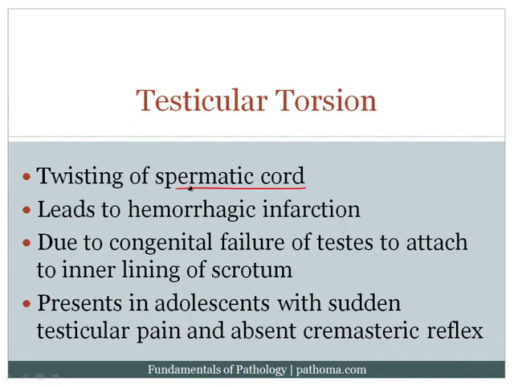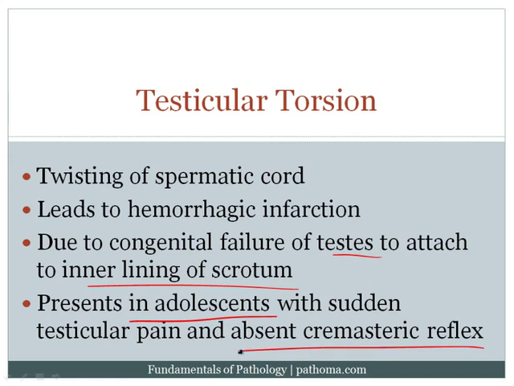It occurs with twisting of the spermatic cord, which leads to hemorrhagic infarction. It can be due to congenital failure of the testes to attach to the inner lining of the scrotum. Now remember that the testes at their base are normally attached to the inner lining of the scrotum, and so if they're not attached, then you can easily get a twisting of the testicle on that cord. It classically presents in adolescence, and it presents with sudden testicular pain and an absent cremasteric reflex. The cremasteric reflex is when you take a tongue depressor and scrape it along the inner aspect of the thigh.